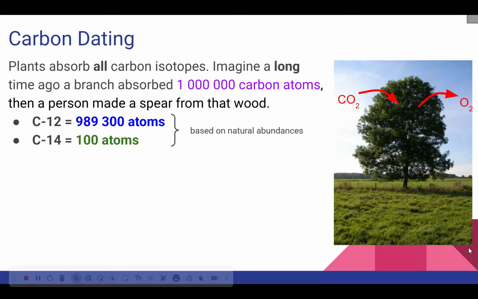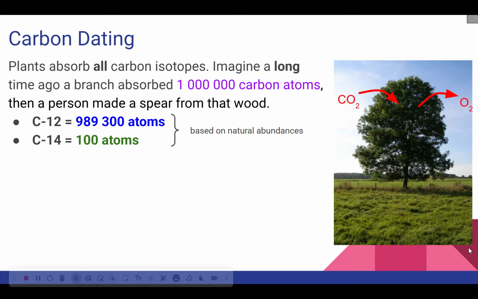So if I'm looking at maybe a piece of wood that was made into a spear or an amulet or something like that that's buried with somebody, when that was initially cut off a tree and made into something, it had, let's just say, for example, 1 million carbon atoms in it. Because of the natural abundances of the different isotopes of carbon, I know about 989,300 of those atoms will be carbon-12, and only about 100 of them will be carbon-14. And yes, I know if you add those numbers together, you don't get 1 million. That's because there's other isotopes also.